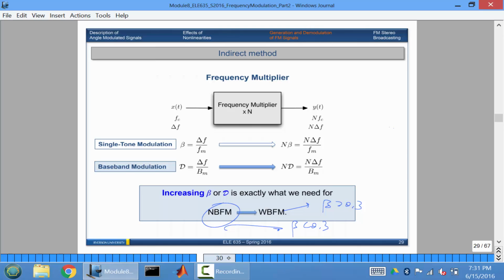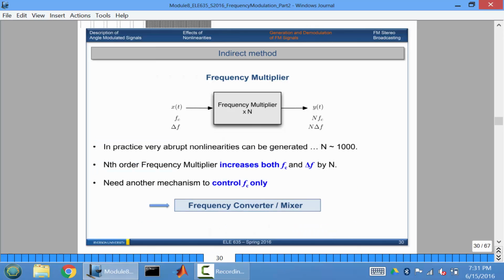All right? Okay. So in practice, very abrupt non-linearities can be generated. So you can actually go even further. Instead of going from 2 or 4, you can go very large. You can just go up to 1,000 if you want, right? So the point that I wanted to bring across is that the nth order frequency multiplier increases both the carrier frequency as well as the delta F, okay?